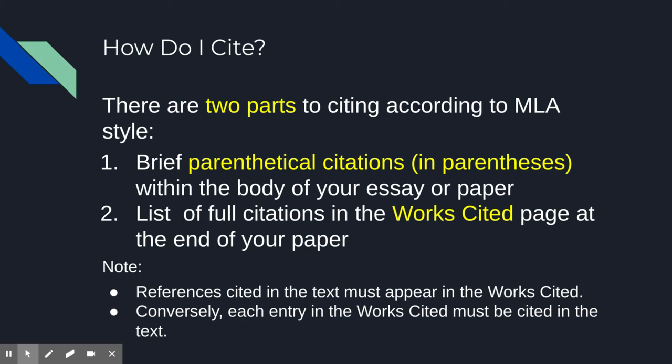The second type of citation is a full citation in your works cited page, whether this is on a slide or an actual separate page in an essay. A works cited page gives all of the source information, where you got it from, the publisher, the author, the title of the article, everything that you possibly need.